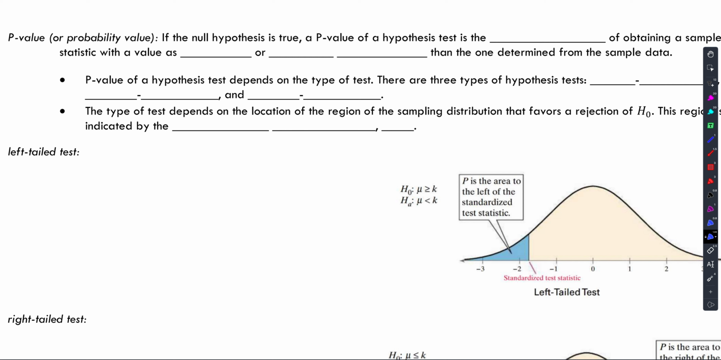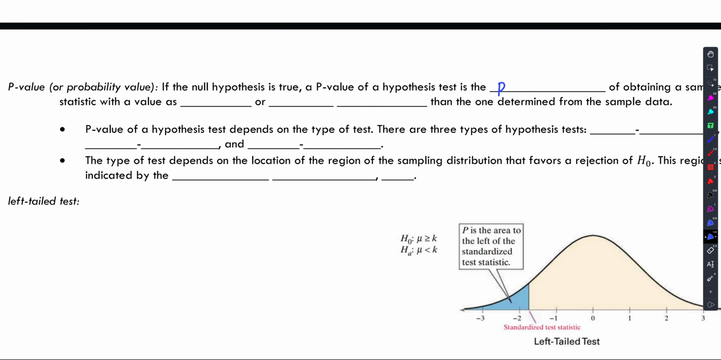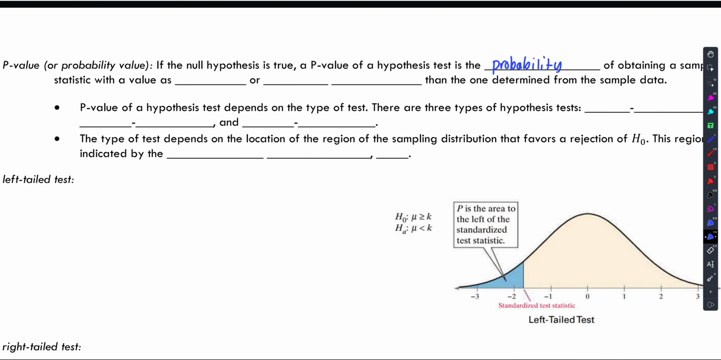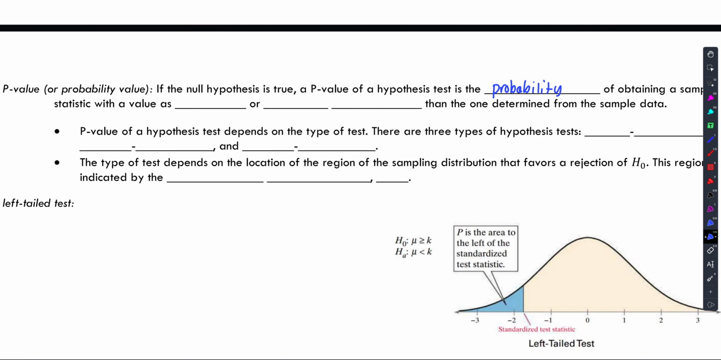If the null hypothesis is true, the p-value of a hypothesis test is the probability of obtaining a sample statistic with a value as extreme or more extreme than the one determined from the sample data.